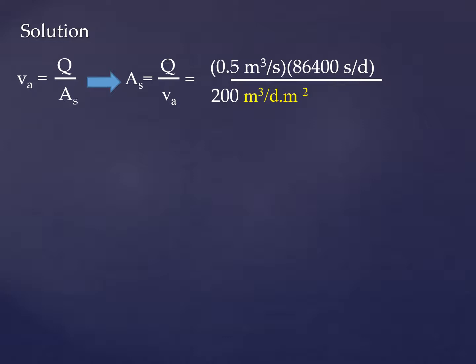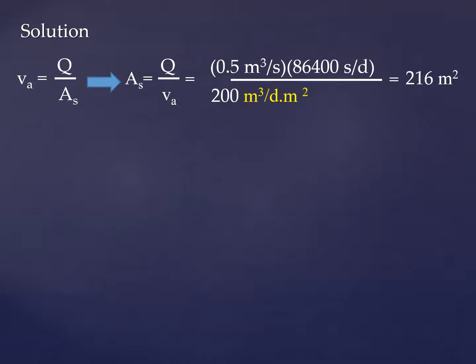As you see at the bottom, we have per day. You have to convert the numerator, which is meters cubed per second, to meters cubed per day, in order to cancel meters cubed in the numerator and denominator. So 1 day is 24 hours and 1 hour is 3600 seconds. If you multiply it, it will be 86,400 seconds per day. So please pause your video here and try to find the answer.